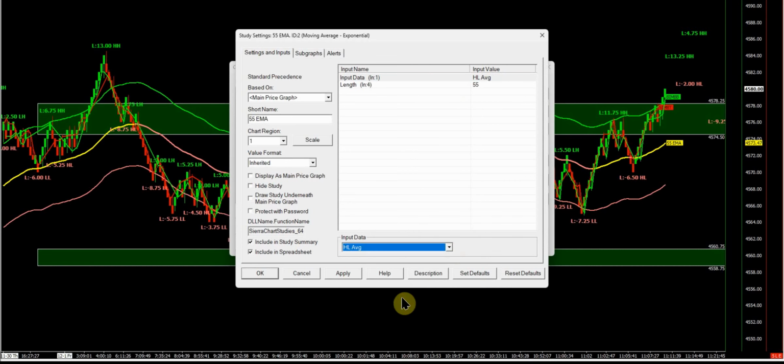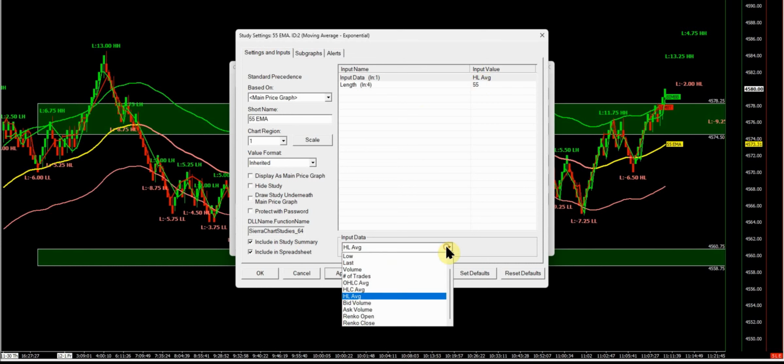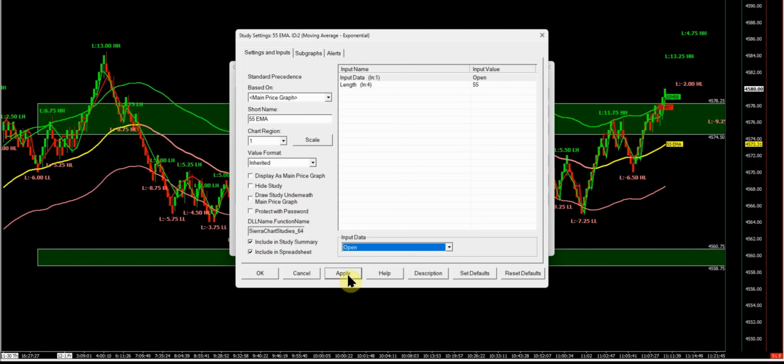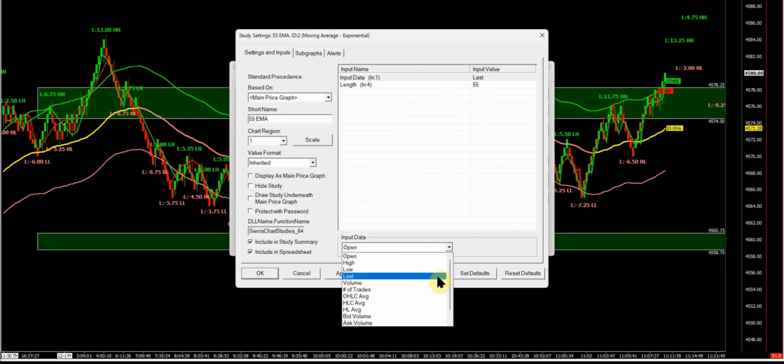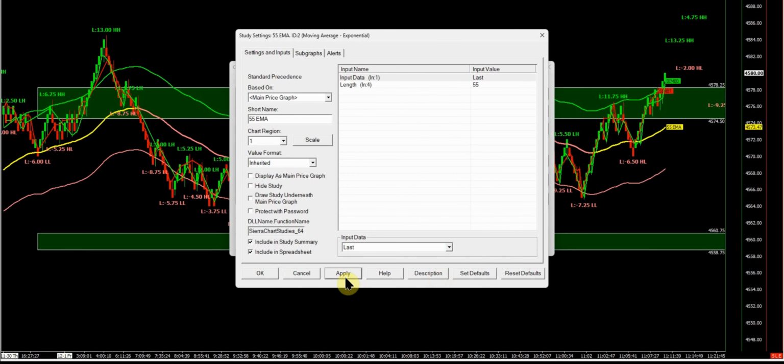Some people do it like a high-low average, which doesn't change it very much. Some people will use it on the open, which is right there. As you can see, it jumped, but I hate Sierra Chart when it does that. Okay, open, last, boom. It shifts it just a little bit, but it doesn't really matter on something like a 55 EMA.